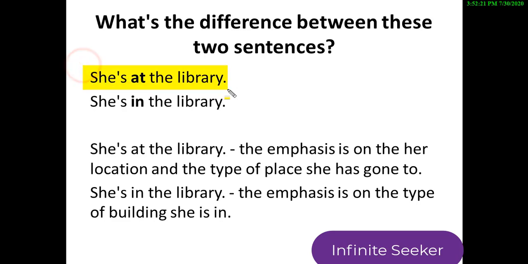She's at the library. She's in the library. So they're actually correct in their own way. But let's try to break it down.